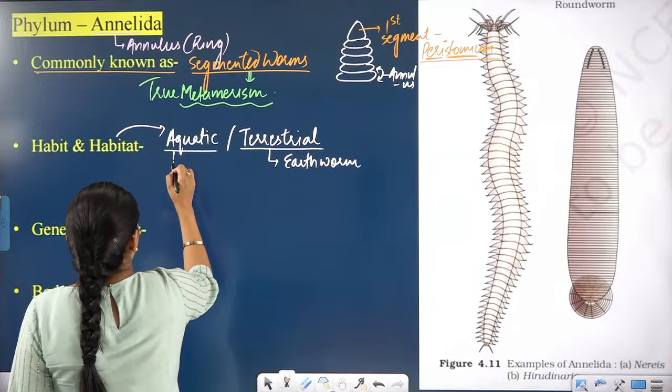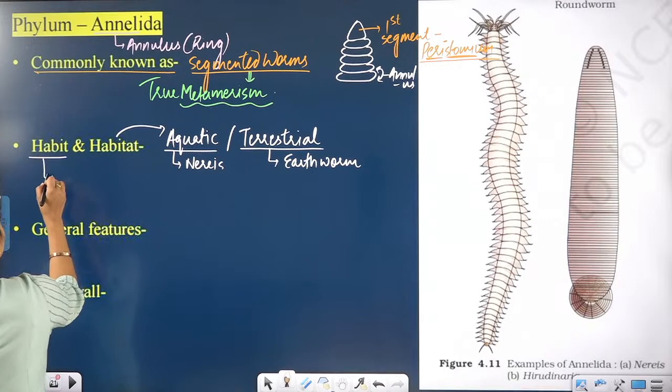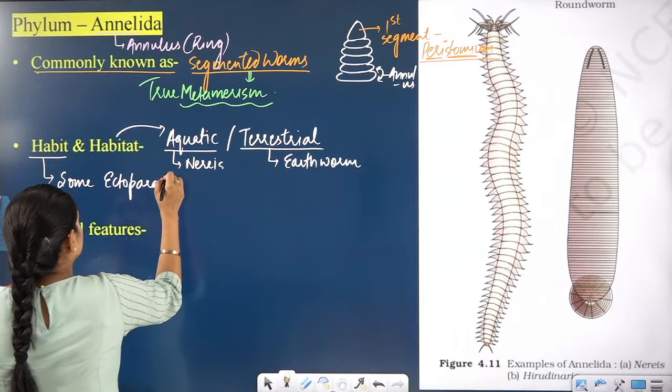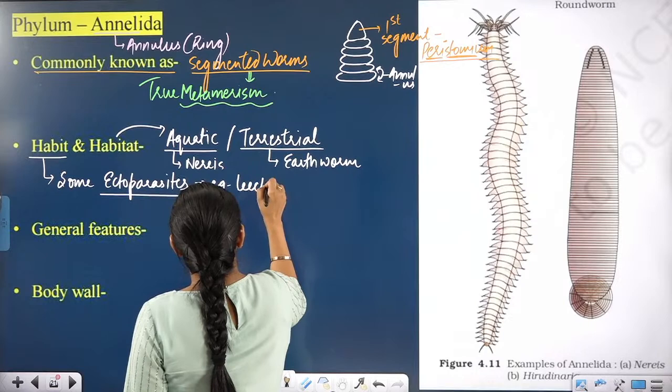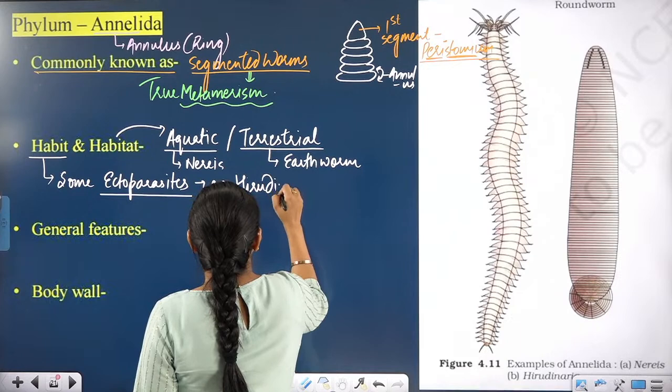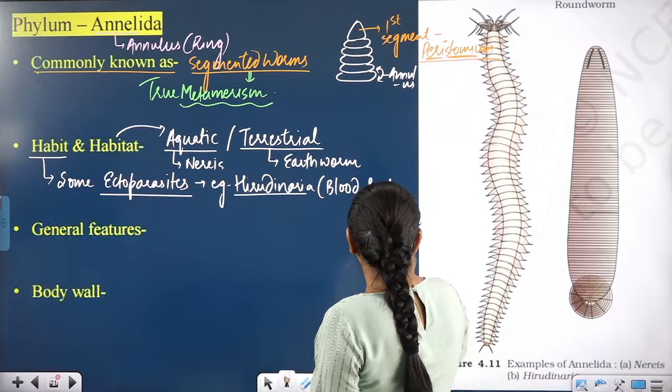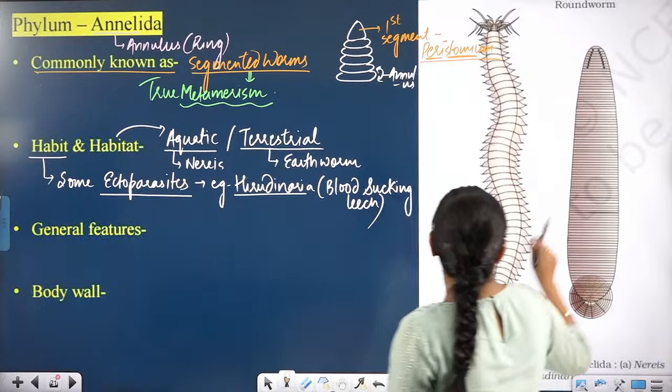Now, if we talk about habit, some of them can be ectoparasites, okay? For example, leech, Hirudinaria, commonly it is known as leech. So, blood sucking leech, it sucks the blood, that is why it is an ectoparasite. Alright, so this is blood sucking leech here and this is Nereis here.